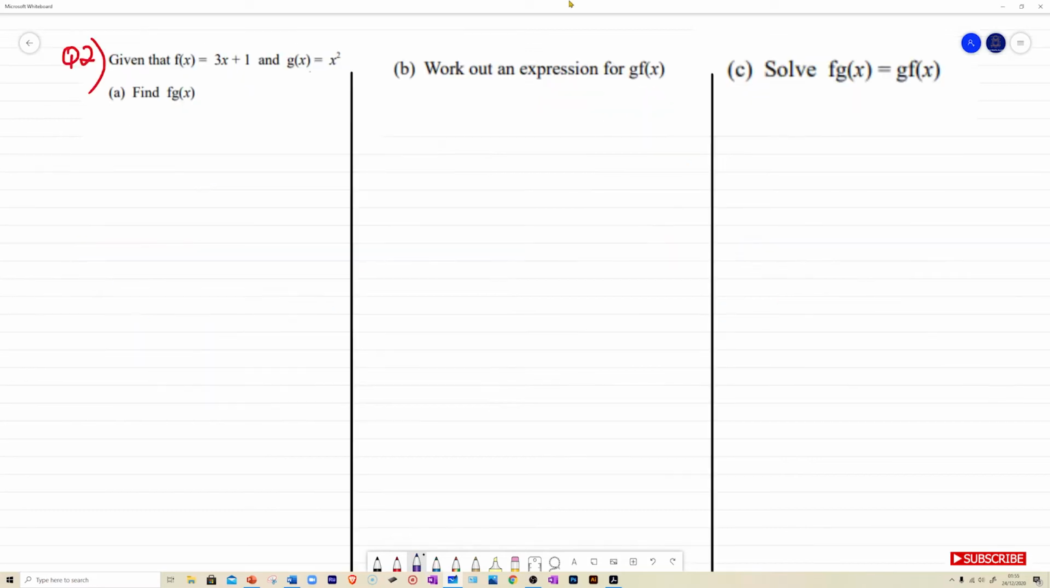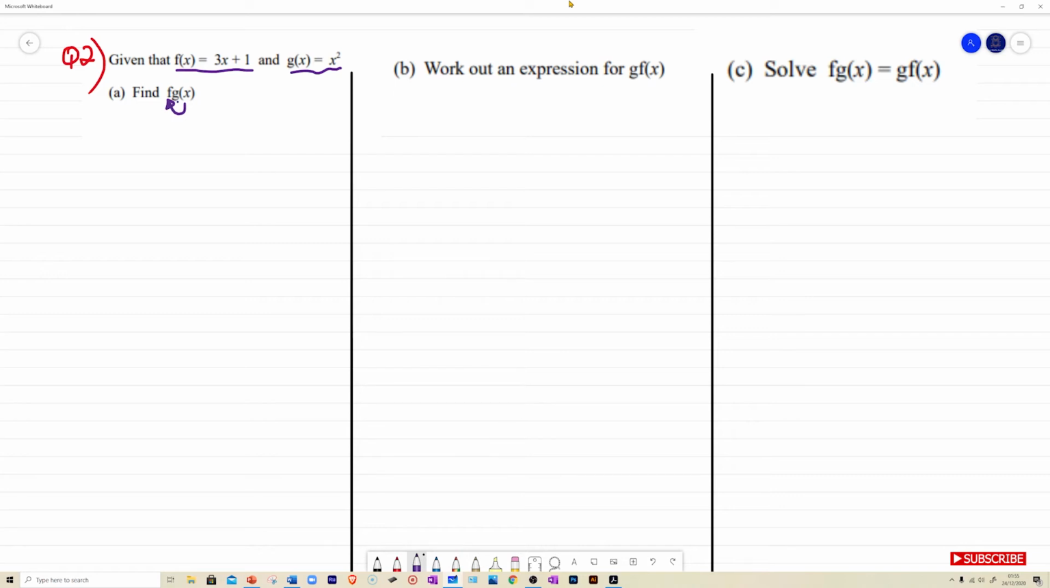And now for question 2, slightly different. We're told given that f of x is 3x plus 1 and g of x is x squared, find fg of x. So we start from the inside going outwards. So we need to put g into f. That's what it means. g into f.